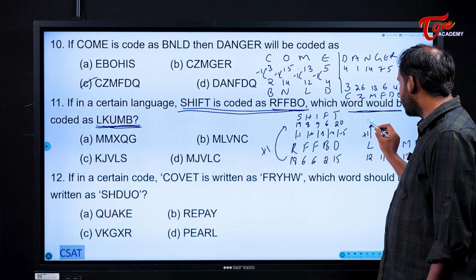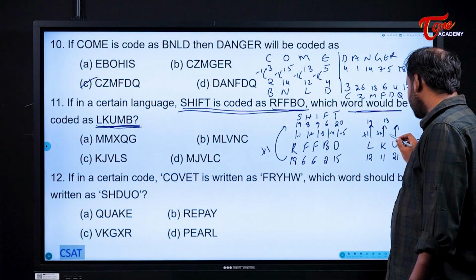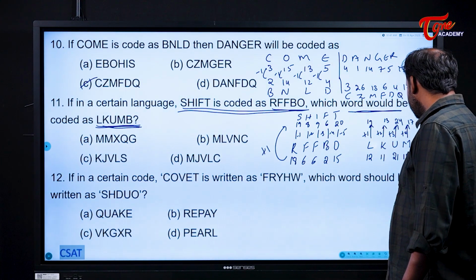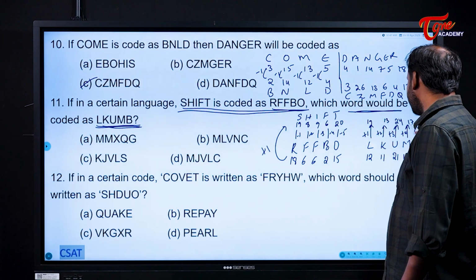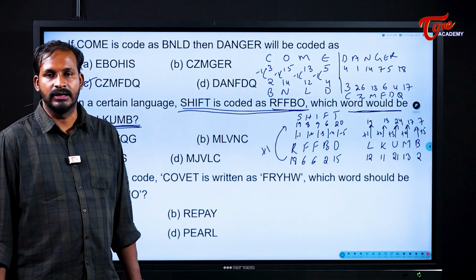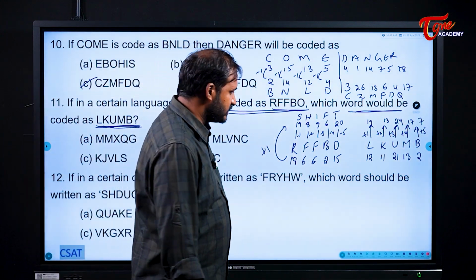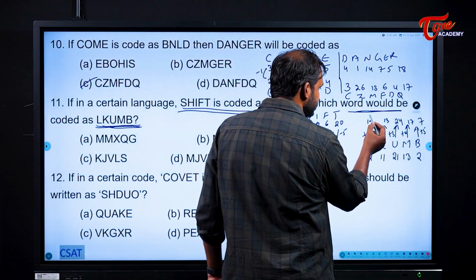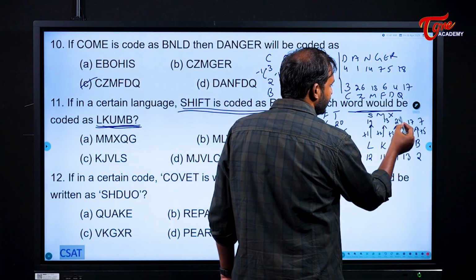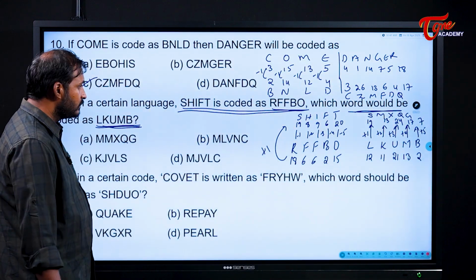So +1, it will become what? 19. Next +2, this will become what? 13. Next +3, this will become what? 24. Next +4, this will become what? 17. Next +5, this will become what? 7. So please be careful whether they gave you the word or the code word. If they gave you the code word, you need to find the word in reverse. So the 19th alphabet is S, the 13th is M, the 24th is X, the 17th is Q, the 7th is G. So SMXQG, right?